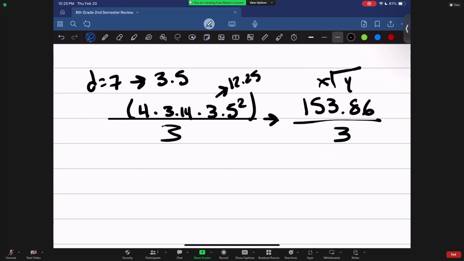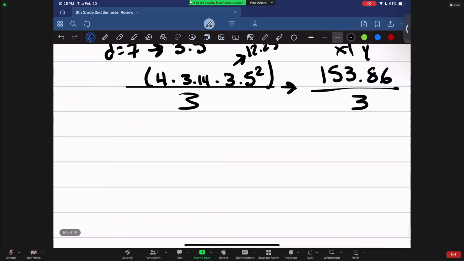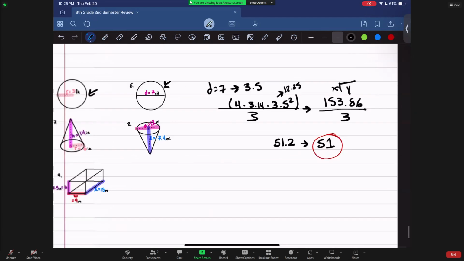If you didn't have a calculator. This gives you 51.2. We're rounding to the nearest whole number. That is 51. Okay. So that is our answer for that one. Hopefully that's what you got.